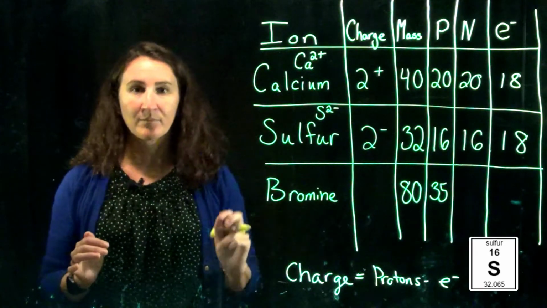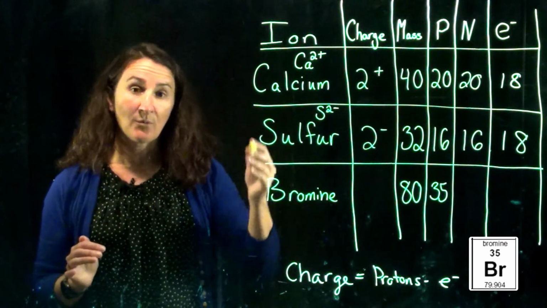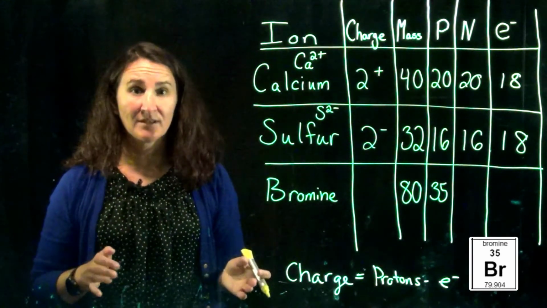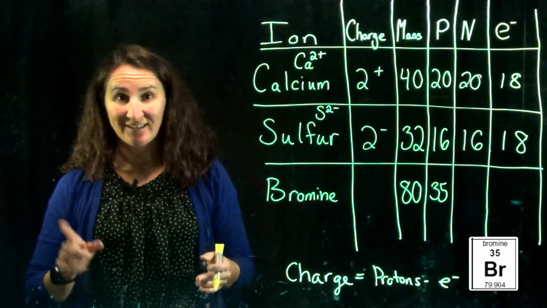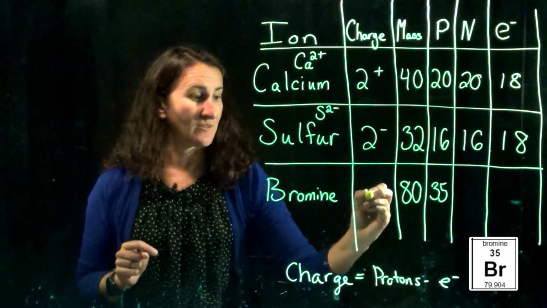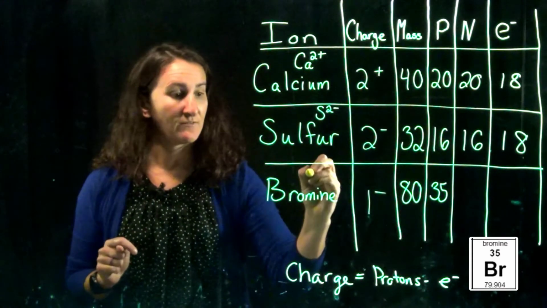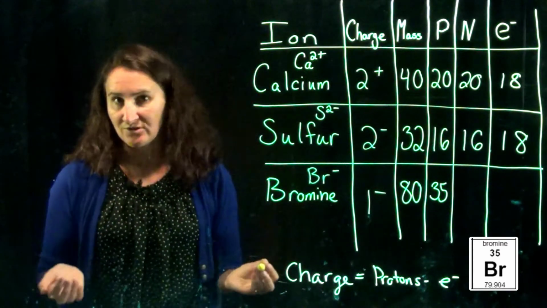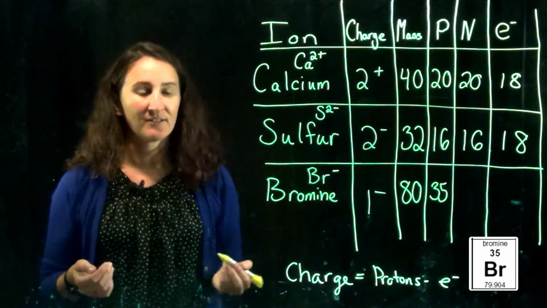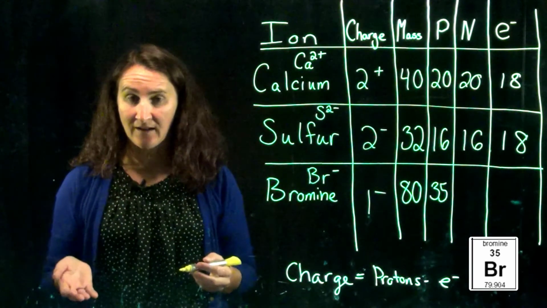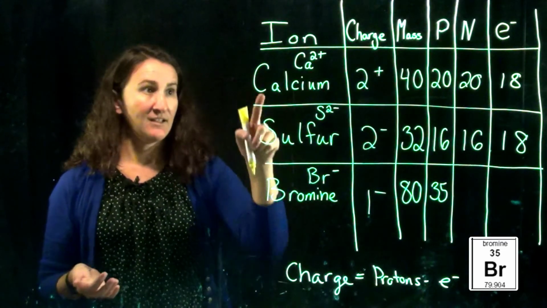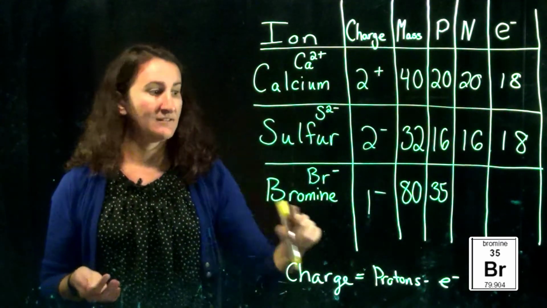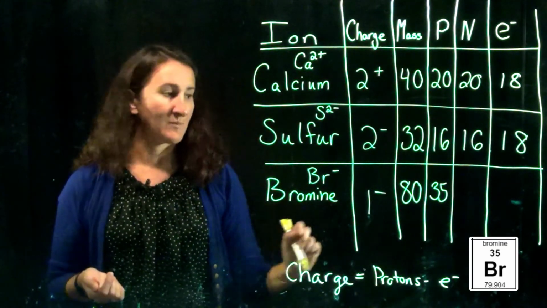Now what about bromine? Bromine is in column 7. So when you find it, you should locate it and notice that 8 minus 7 gives me a -1 charge. So this one is going to be 1 negative. Now when we are writing its symbol, you can just put the negative. The 1 is an understood one. So the bromine ion looks like that. It's a negative ion, which means it's an anion. Calcium is a cation.